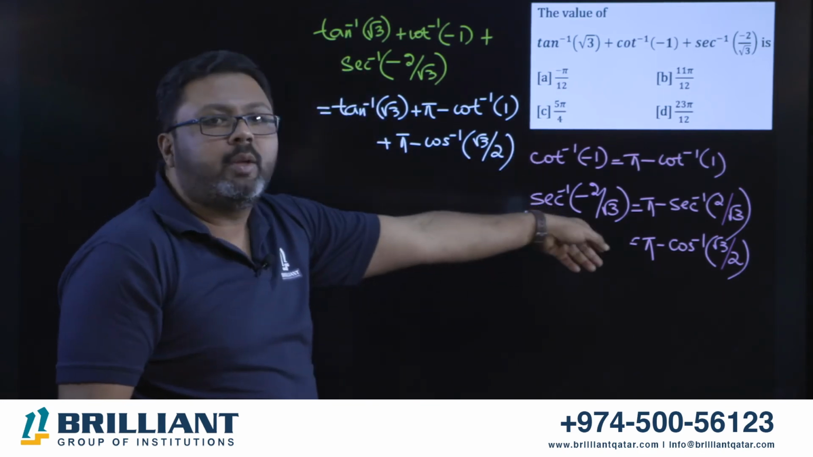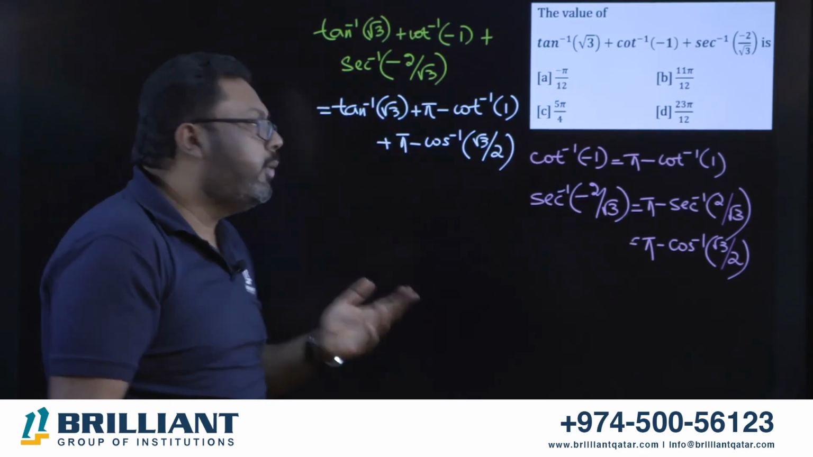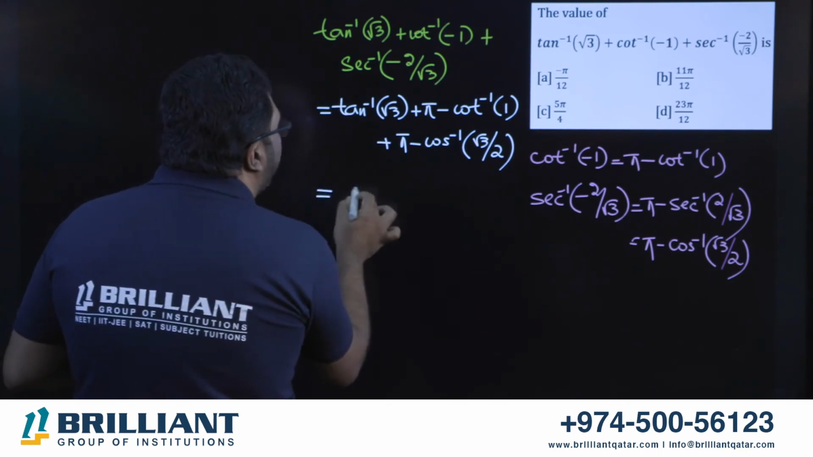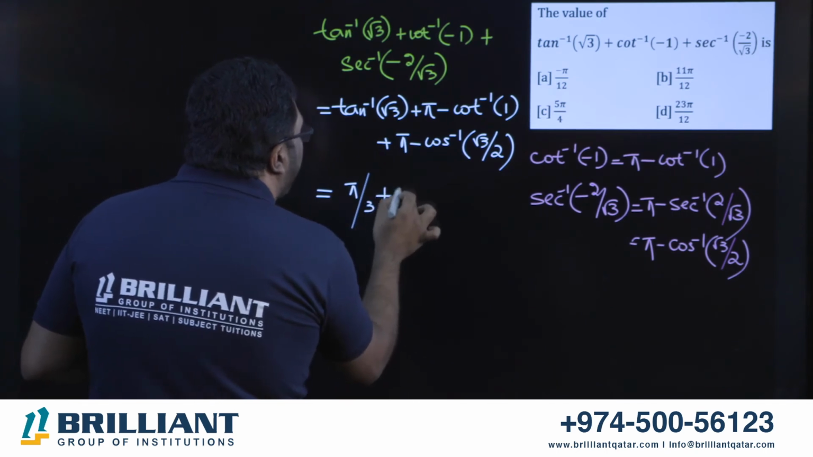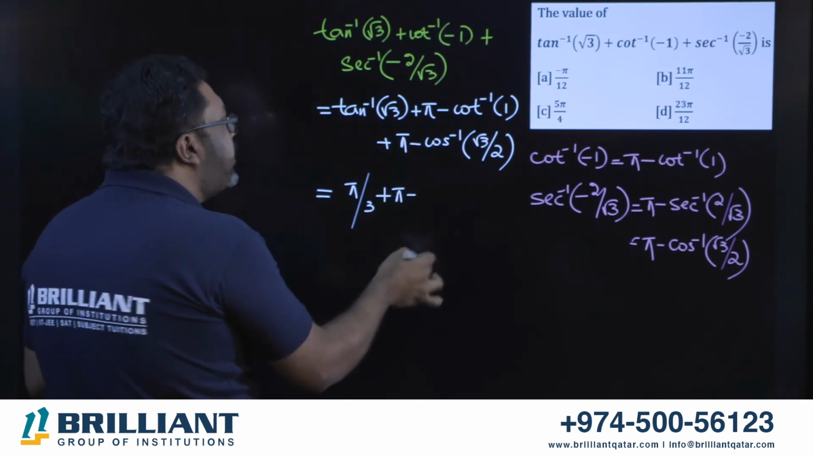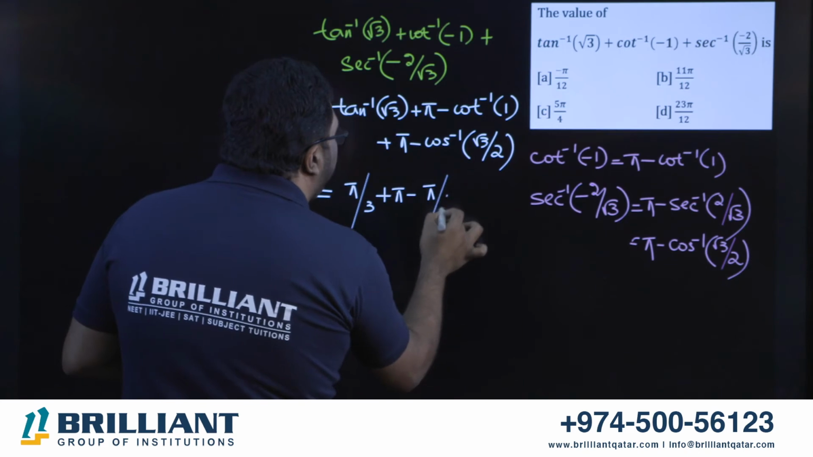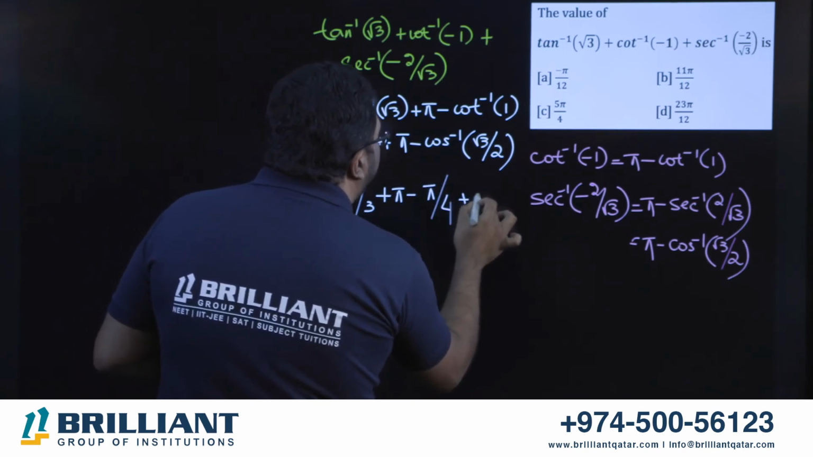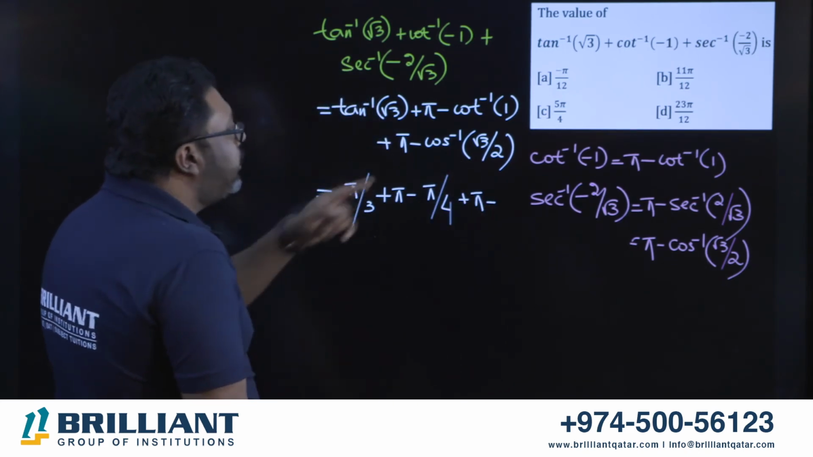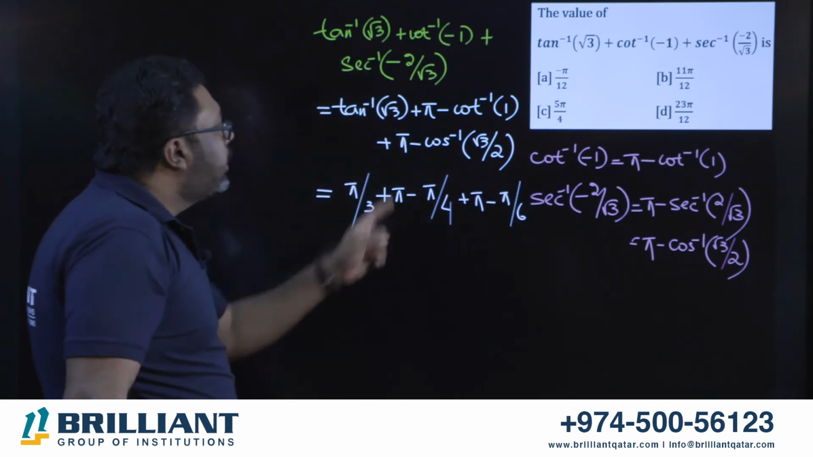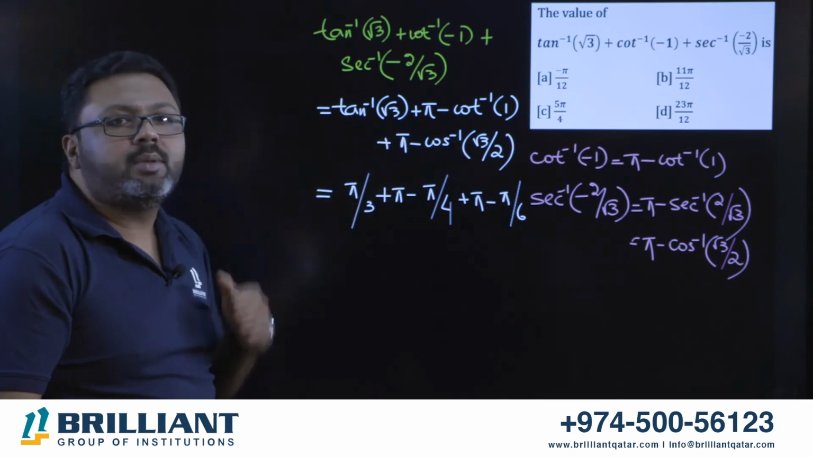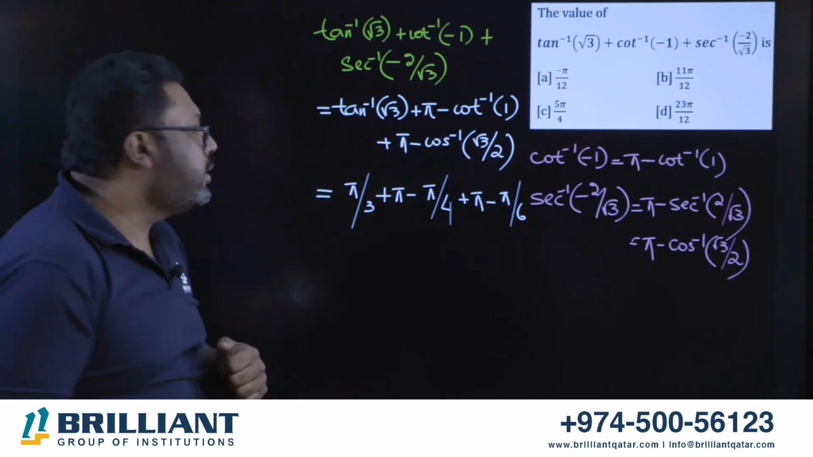Students who are very thorough with the properties can directly write it. No waste of time. So what is tan inverse of root 3? The angle is 60 degrees or pi by 3. And cot inverse of 1 or tan inverse of 1, the angle is pi by 4. Plus pi minus cos inverse of root 3 by 2, the angle is going to be pi by 6. Cos of pi by 6 is root 3 by 2.